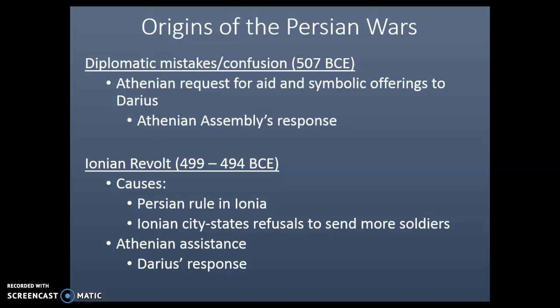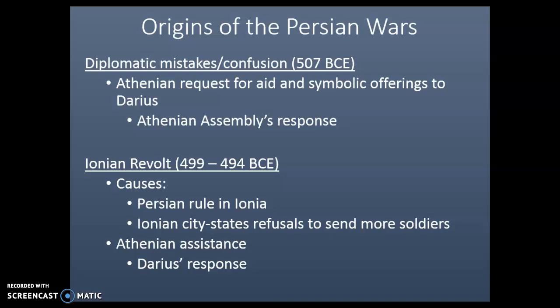The Persians say, yeah, we'll help you, but you need to give us symbolic gifts of soil and water. And so the Athenian diplomats give it to the Persians. Now, the Persians view these gifts as you submitting to join their empire, to submit and recognize the Persian emperor as the power. The Athenians thought they were making an alliance, so a grouping of equals.